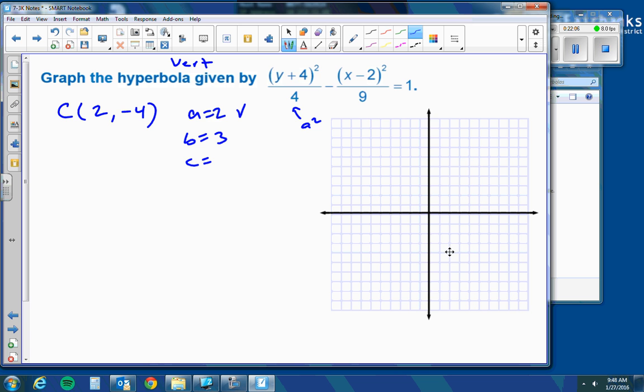So 2, negative 4. Now there's my center. Am I going to go up 2 and right 3, or up 3 and right 2? What's the slope? Is it 2/3 or 3/2? In this case, it's a over b, because a is vertical. Slope is always vertical over horizontal, right?